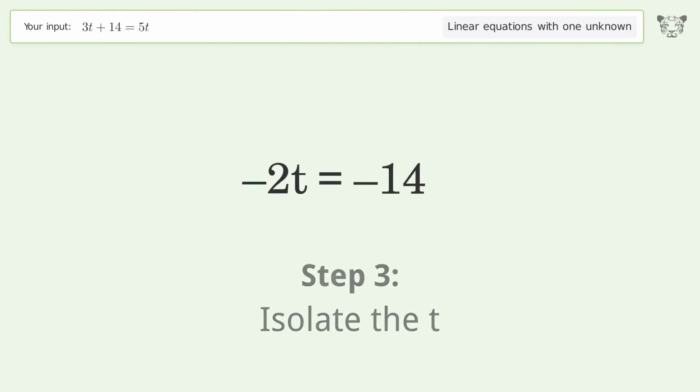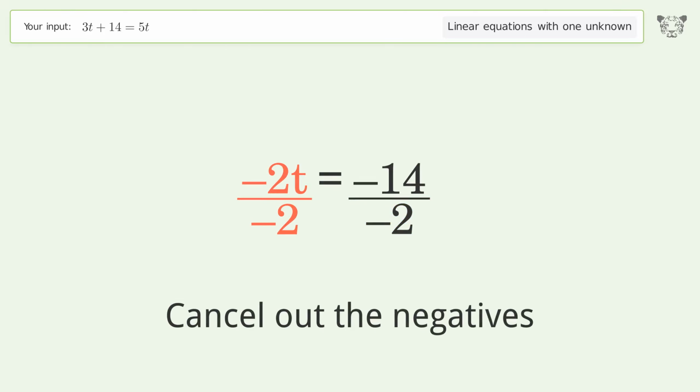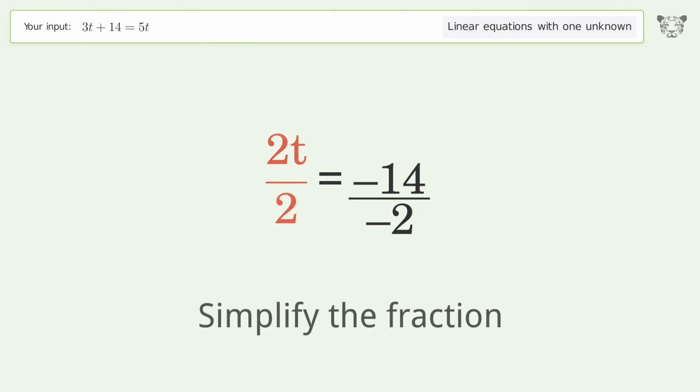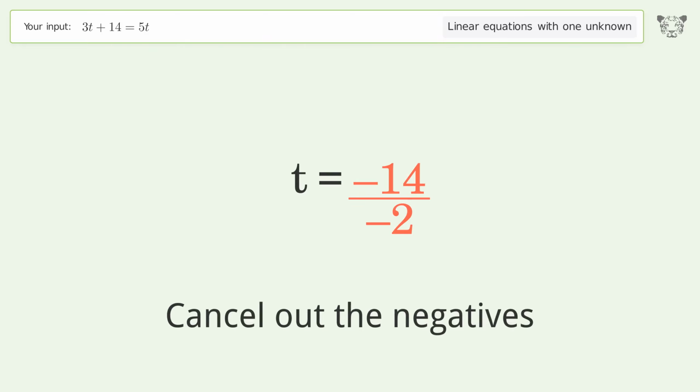Isolate the t. Divide both sides by -2. Cancel out the negatives. Simplify the fraction. Cancel out the negatives.